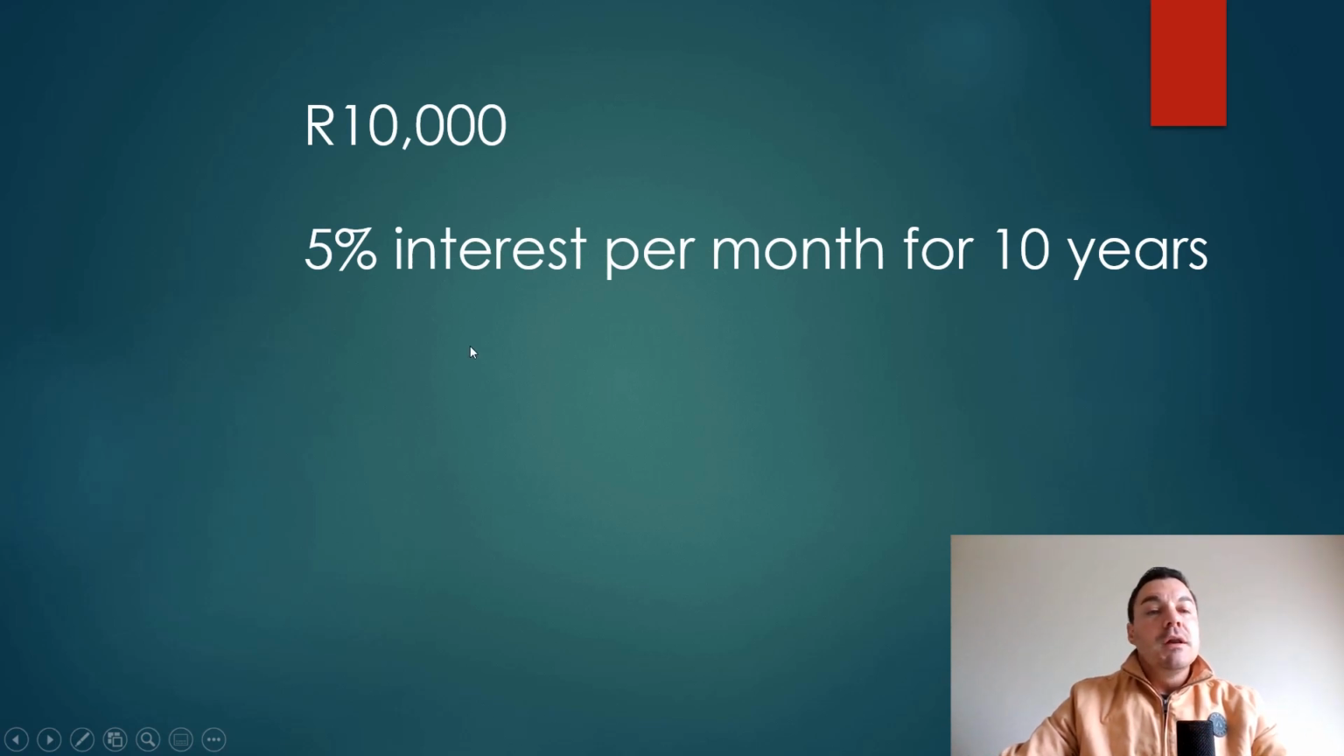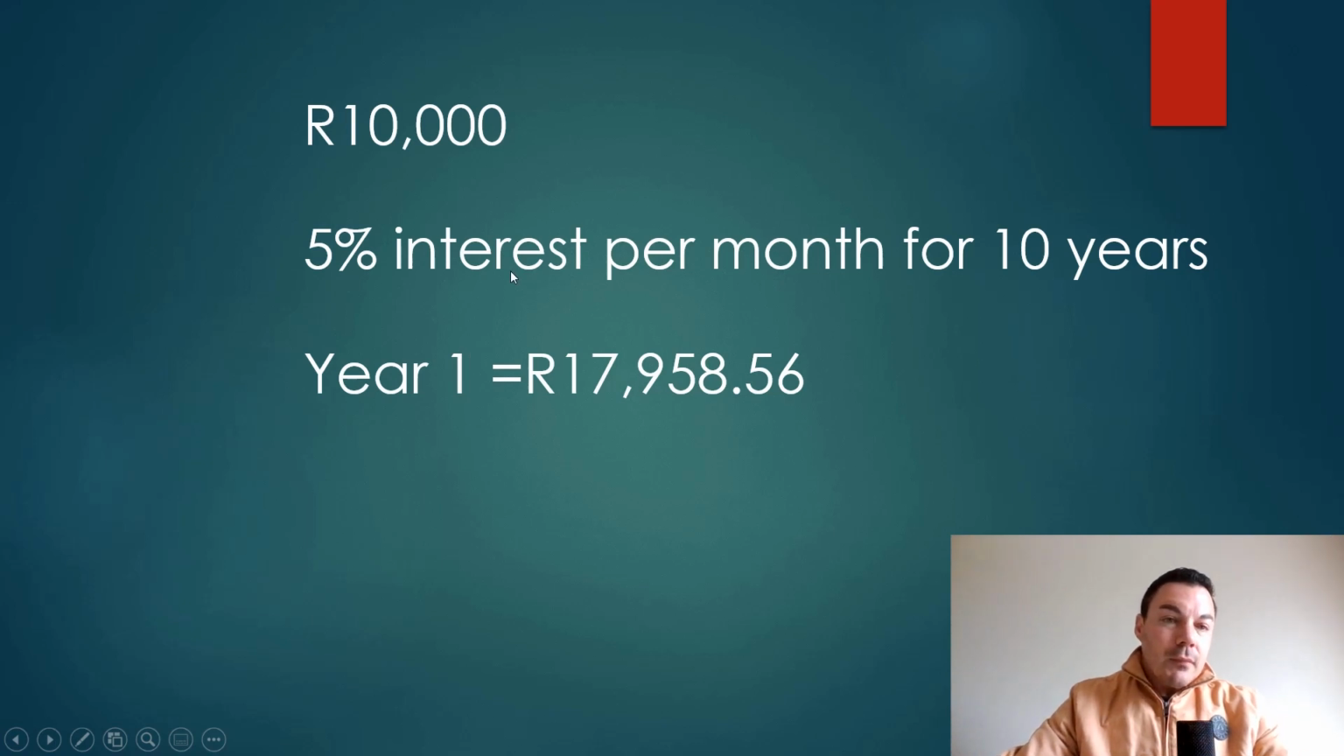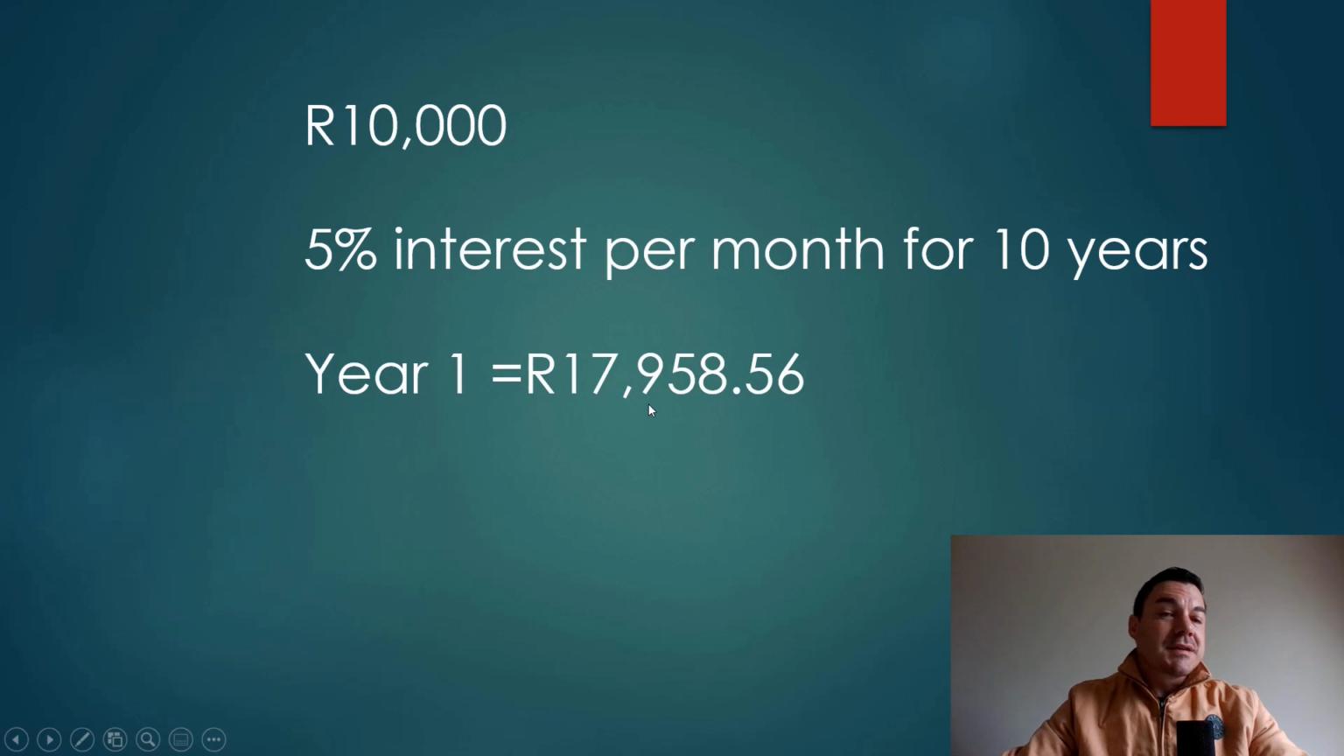Okay, let's have a look at year one. So year one, 17,900, let's call it 18,000 Rand. An effective return for the year of about 80%, which is massive. If you look at the banks giving you 10% per annum, just achieving 5% per month on your trading account, compounded, gives you 80% for the year. If you take 5 and multiply it by 12, you get 60. So the extra 20% has come from the compounding effect.